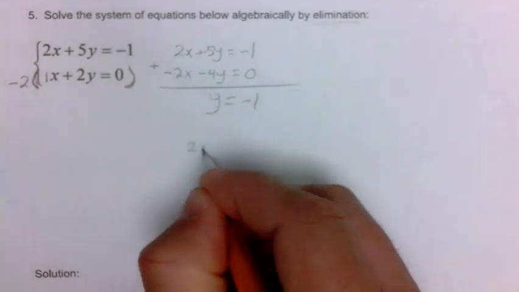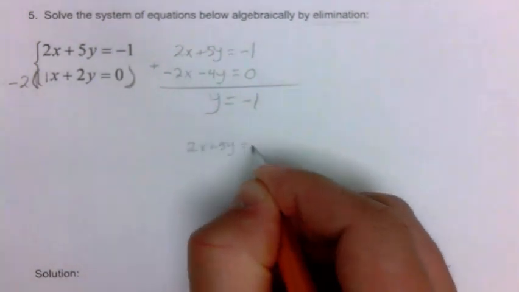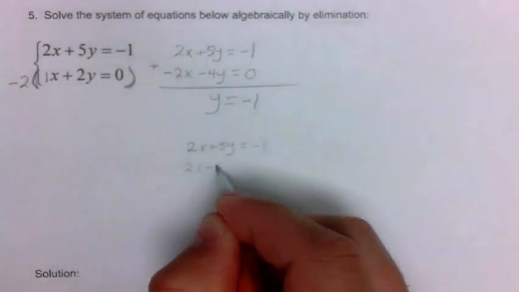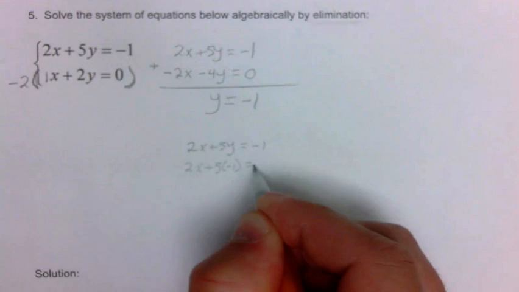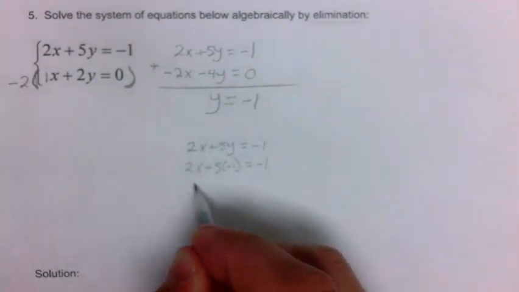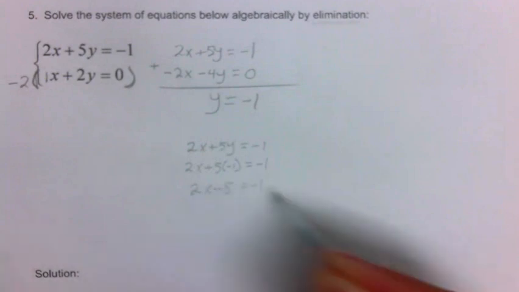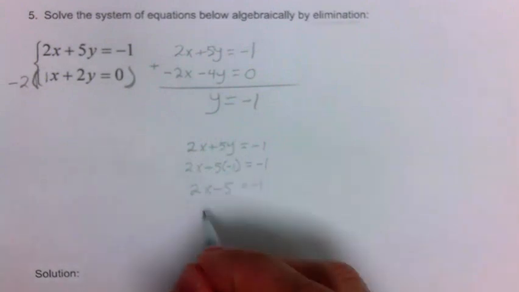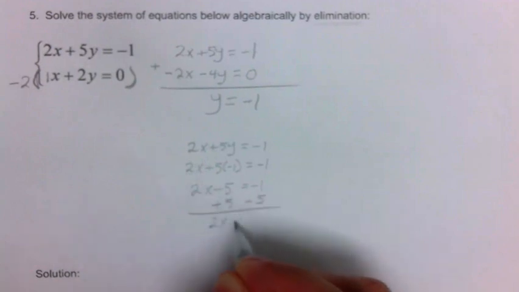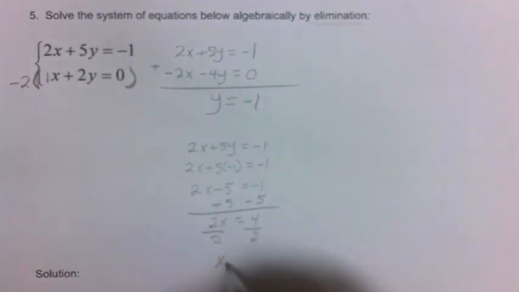So let's see if we can get the x's by using the equations from the system. We'll start with 2x plus 5y equals negative 1. Y is negative 1, so 2x plus 5 times negative 1 is negative 1. 5 times negative 1 is negative 5, so 2x minus 5 is negative 1, which we can then add 5 to each side of the equation. 2x equals 4, and if you divide each side by 2, x is equal to 2.